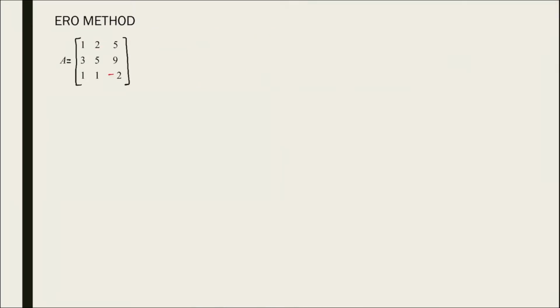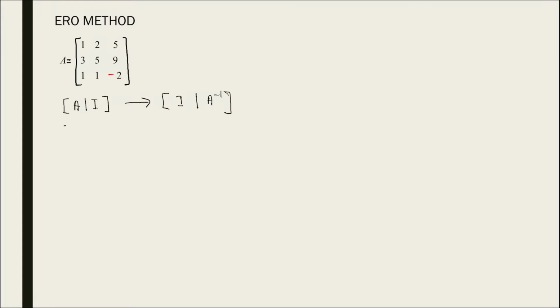So by ERO method, this is quite a long method. So firstly, you have to write in terms of augmented matrix, which is the matrix A at the left side and identity matrix at the right side. And then finally, the position will change, which you will get identity matrix at the left side, and at the right side you will have the inverse of A. Okay, so this requires a few steps.